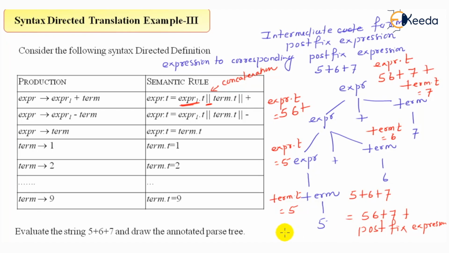So that is a real example where syntax directed translation can be used. We have seen translating a sentence into a value, and this one is translating into a postfix expression. So that's all for this discussion.